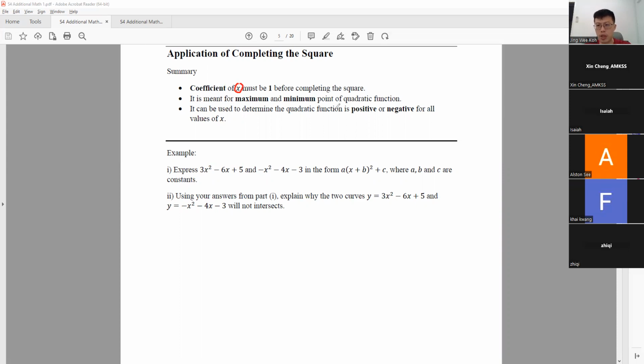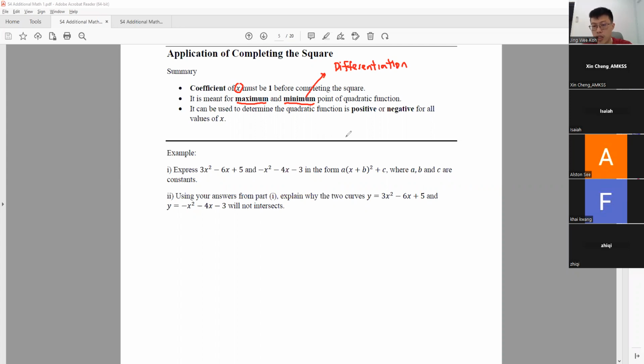What is the purpose of completing the square? It allows you to find the maximum and minimum point of the quadratic function. Second, it can be used to determine whether the expression is always positive or always negative for values of x. What are other methods to find maximum and minimum? Of course, when we see maximum or minimum in a question, we must also relate it to differentiation. You can also use differentiation to find the maximum or minimum point of your completing the square.